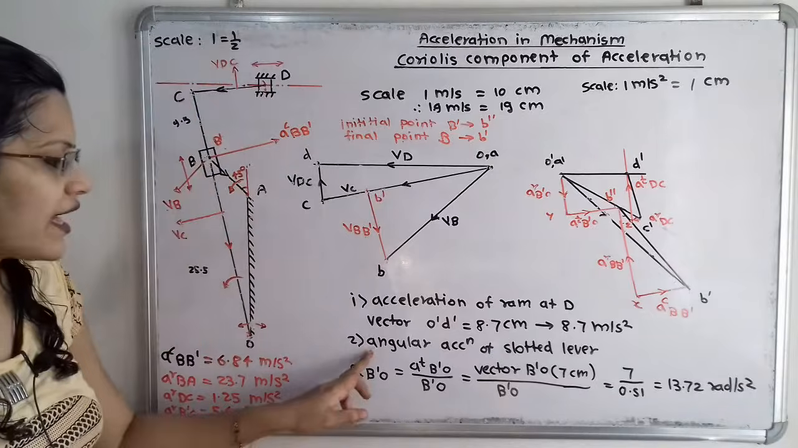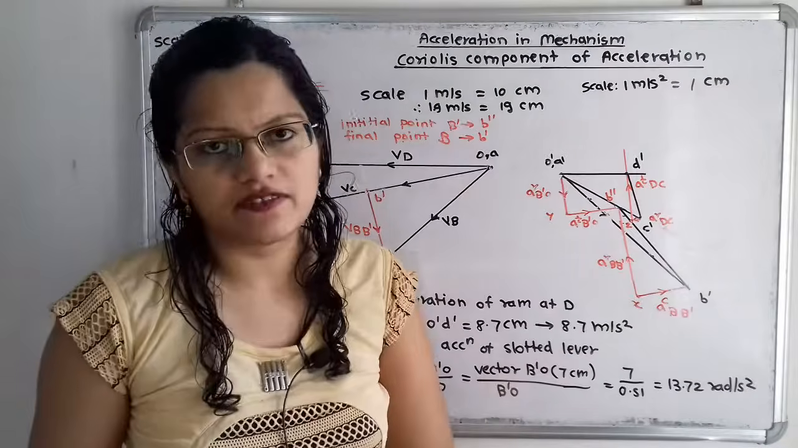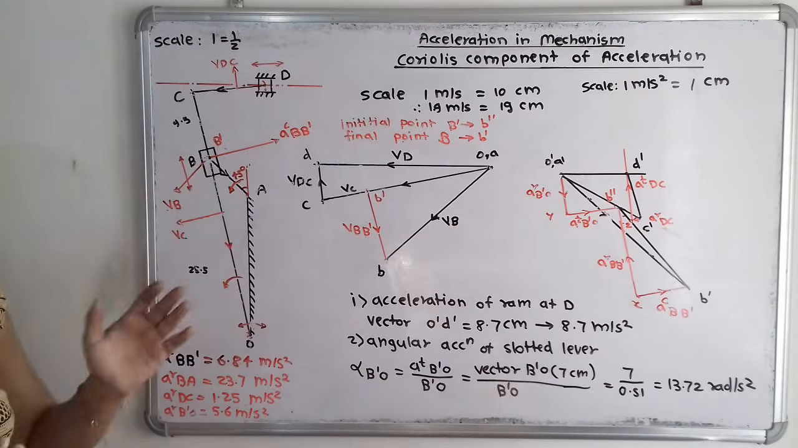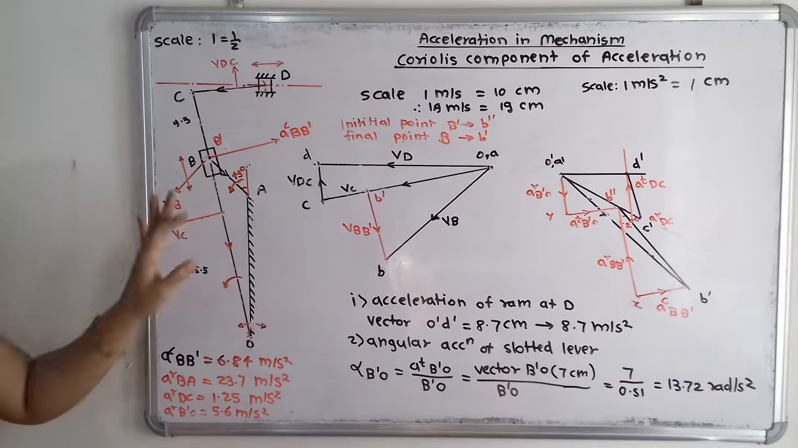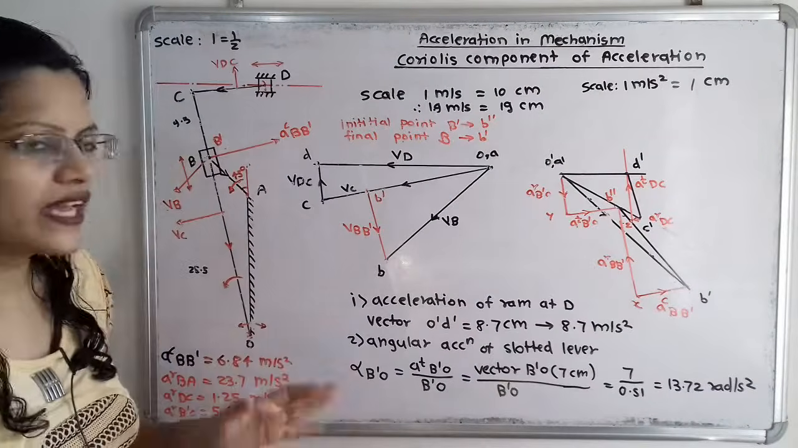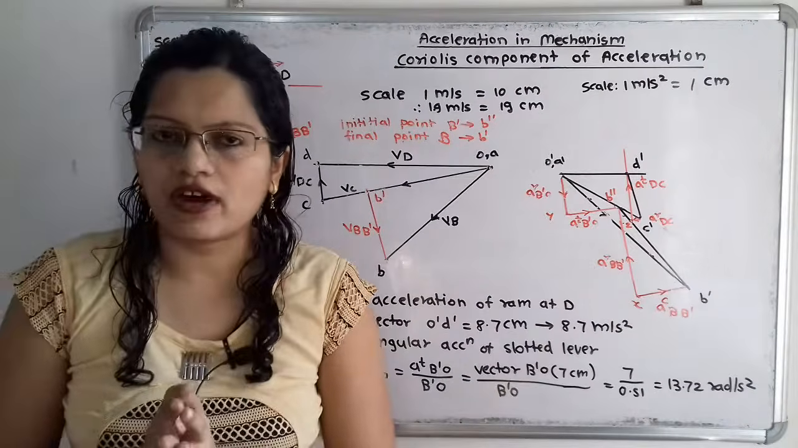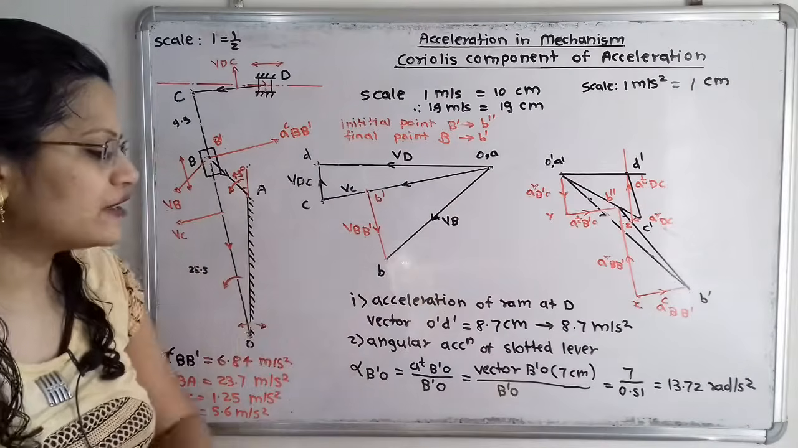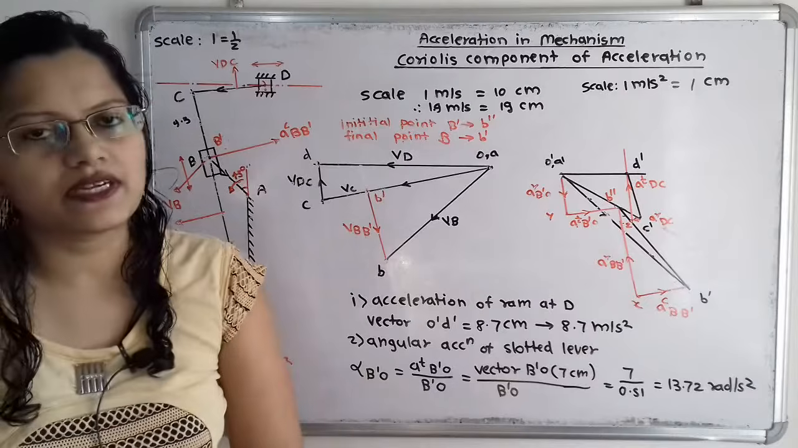Now the next question, angular acceleration of the slotted lever. So here this slotted lever is O to B dash. So we will find the angular acceleration alpha for B dash O. So how to find that? For that we have the formula for alpha, that is the tangential component of acceleration for this B dash O divided by the length of this B dash O.